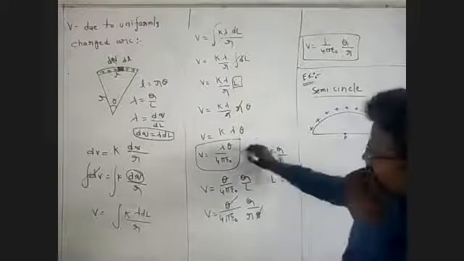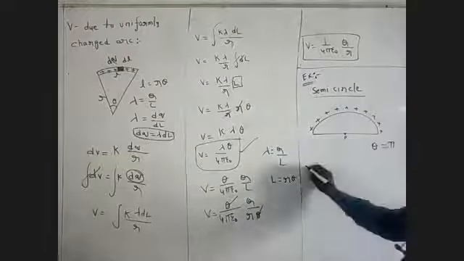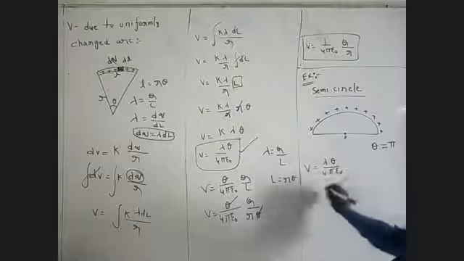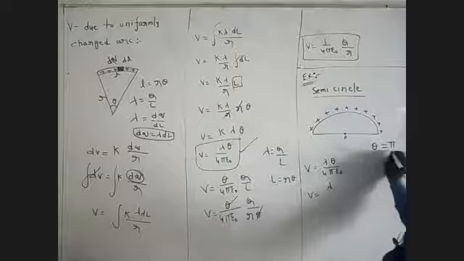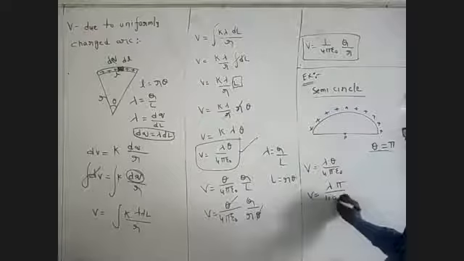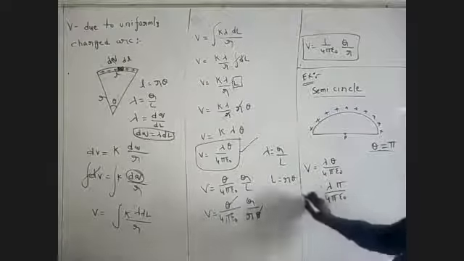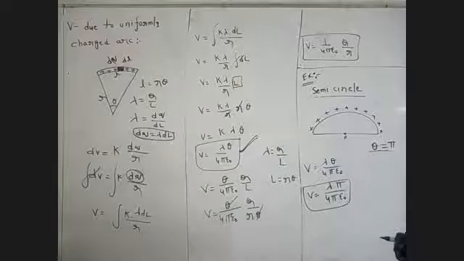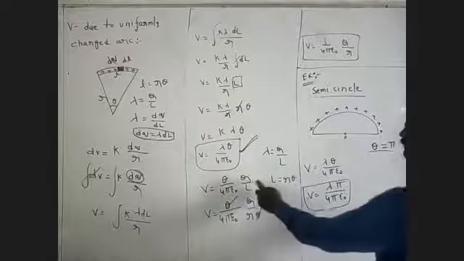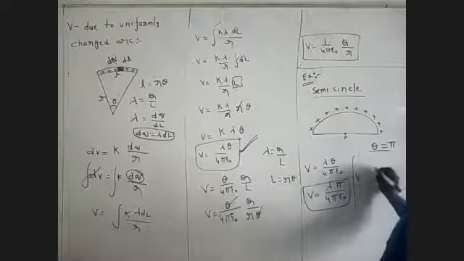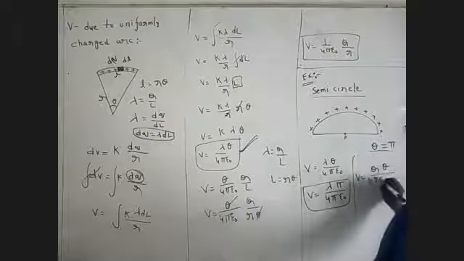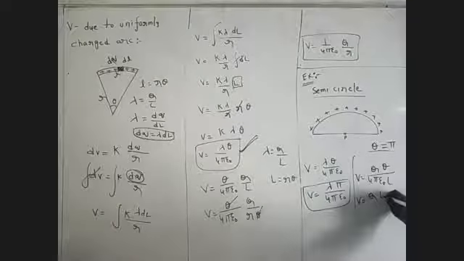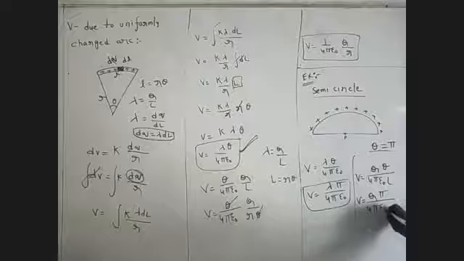We can use this formula: V is equal to lambda theta by 4 pi epsilon naught. Theta is pi. This is a formula. Next, we can also use this one: V is equal to Q theta by 4 pi epsilon naught L. Here capital Q, theta means pi, over 4 pi epsilon naught L.